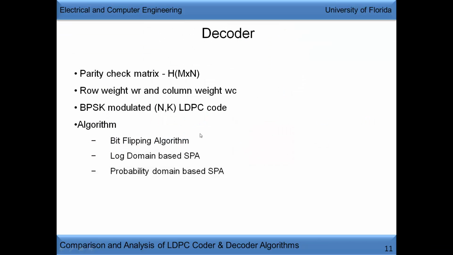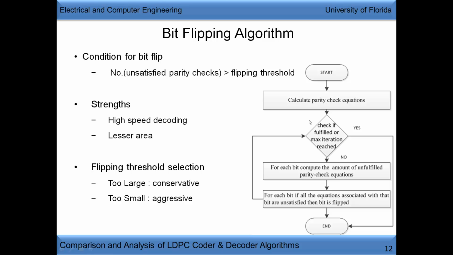Okay. So the various algorithms that were studied as part of this paper were the bit flipping algorithm, the log domain based sum product algorithm, and the probability domain based sum product algorithm. The bit flipping algorithm is primarily based on the check that if the number of unsatisfied parity check equations exceeds a fixed threshold value, then the bit is flipped. This is the primary implementation idea.